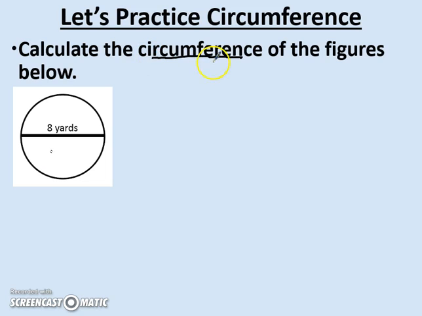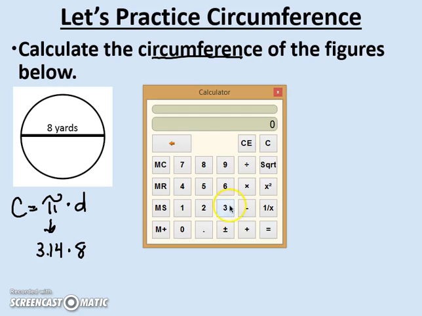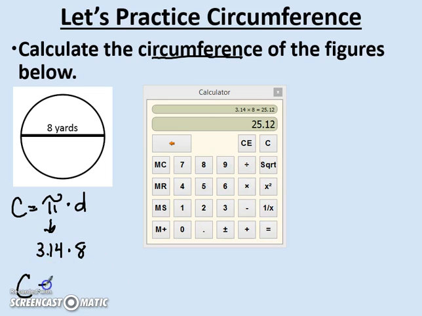Remember, circumference is equal to pi times the diameter. So pi is 3.14 and the diameter is 8. So if I calculate 3.14 times 8, that will tell me the distance around the entire circle. So the distance around the entire circle is 25.12 yards. 25 whole yards and 12 hundredths of a yard.